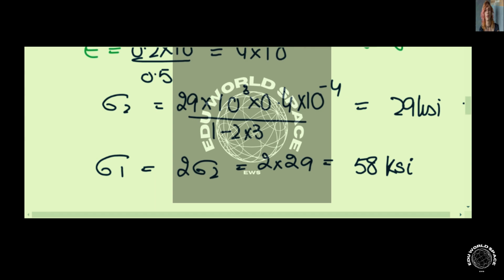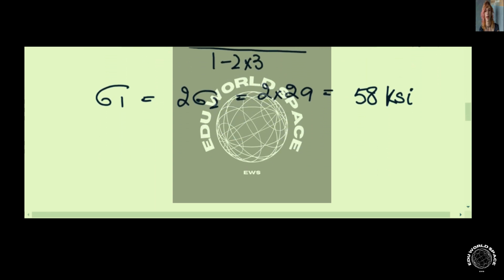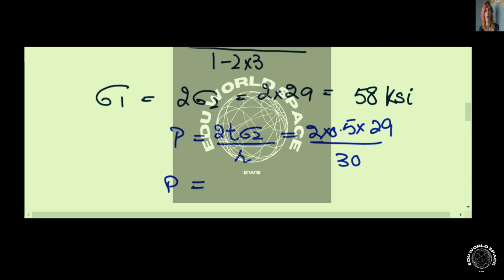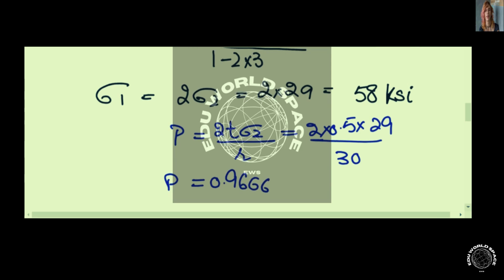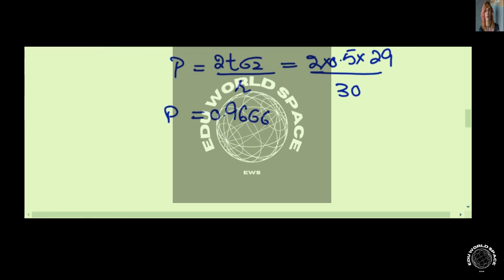Now we need to substitute it in the pressure equation, and we can find the pressure that is what we are seeking from the beginning. So P is equal to 2 times T times sigma sub 2 divided by R, and that is equal to 2 into 0.5 into 29 divided by 30, and that is equal to 0.9666.